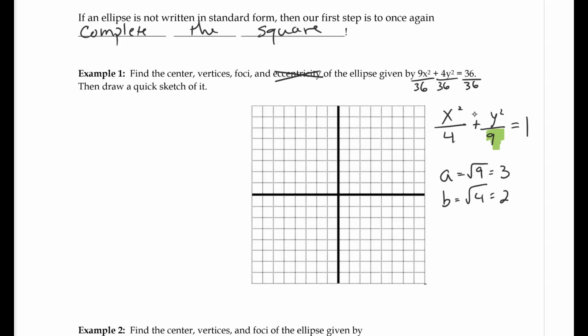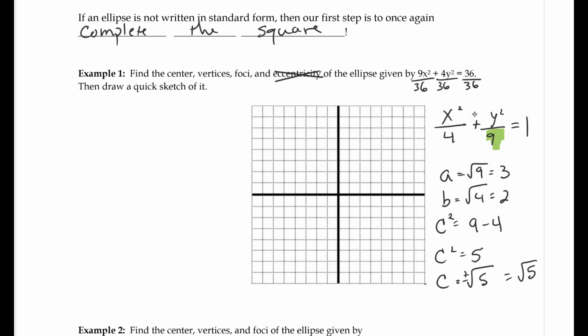We have our center. Actually, let's wait for a moment. Let's find our C. So we have to do C squared, which is going to be A squared minus B squared. So we got 9 minus 4. So C squared is equal to 5. C is going to be the square root of 5. Yes, there's a plus or minus there, but remember we're describing it with the positive. So square root of 5. And we can use that to solve for all of our information.